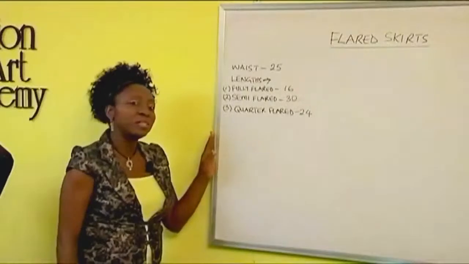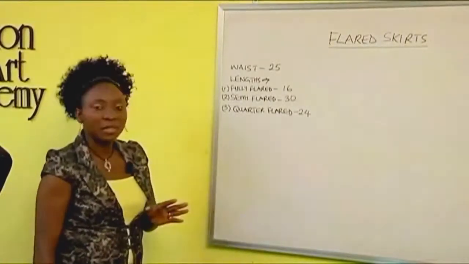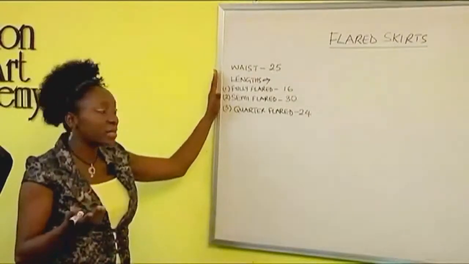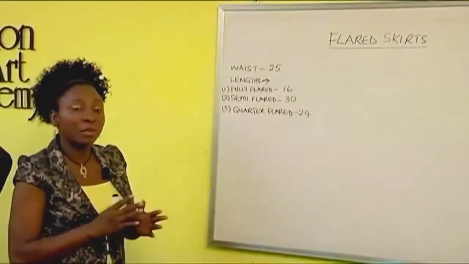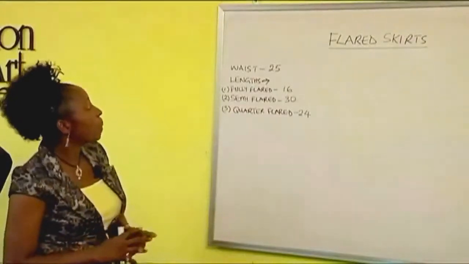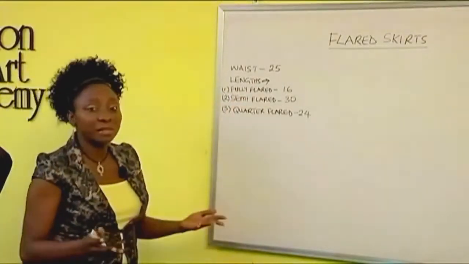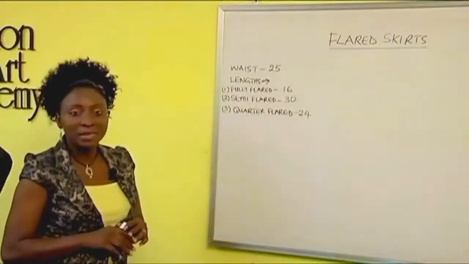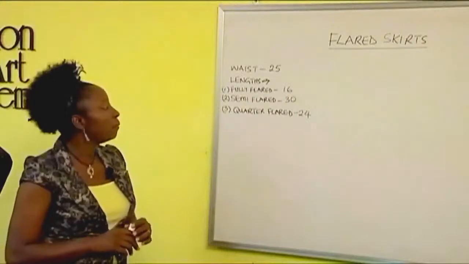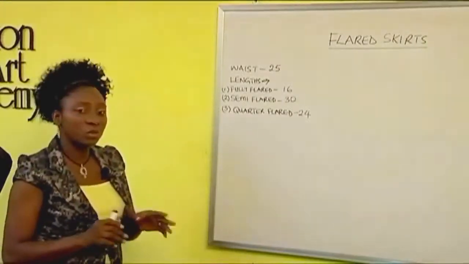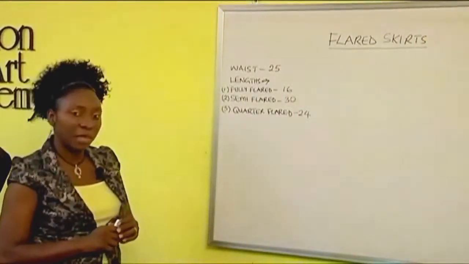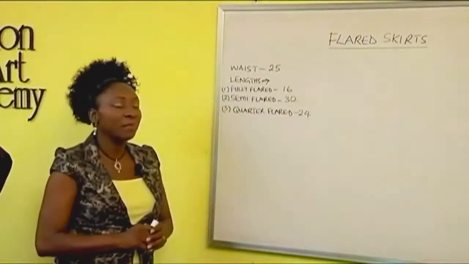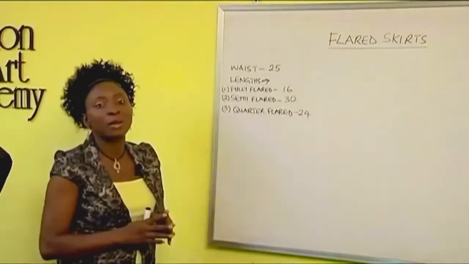These are the measurements we're going to use to make our skirts. Now we have the waist, which is a known measurement. Our waist is 25 inches. Now we have three different lengths here to practice with. We have our fully flared length here. We're going to use a mini length, which is 16 inches. Then we have the semi-flared length, which is going to be quite long. We're going to use 30 inches for that. Then we also have the quarter flared, which we're going to use as 24 inches. We have these varied lengths so that you can play around with them.